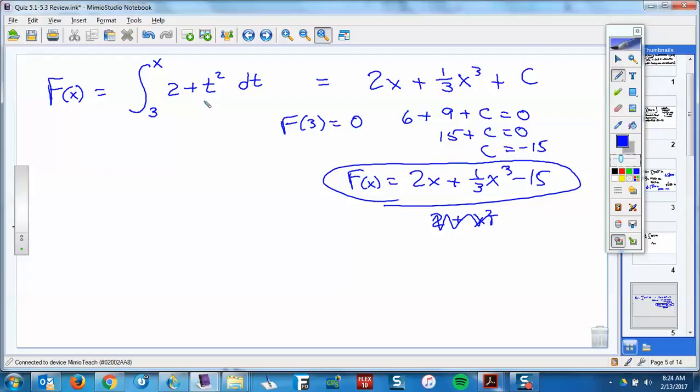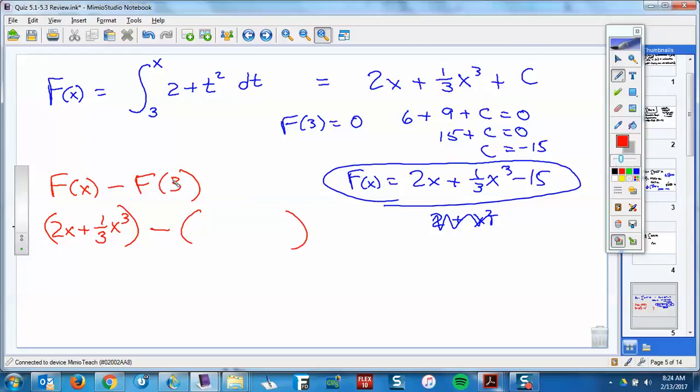Now, Max said something interesting. Max said he was looking at this and calling that big F of x minus big F of 3. It's a little bit confusing to do that because big F of x was supposed to be this, but I'm okay with that. You'd be saying big F of x means do the antiderivative of this. So that'd be 2x plus 1/3 x cubed, and then minus, and then plug a 3 into the antiderivative.